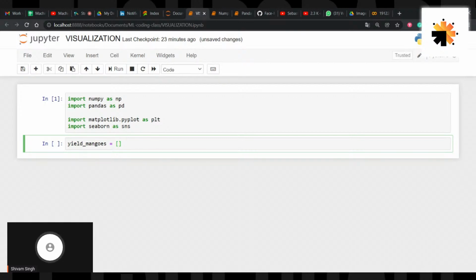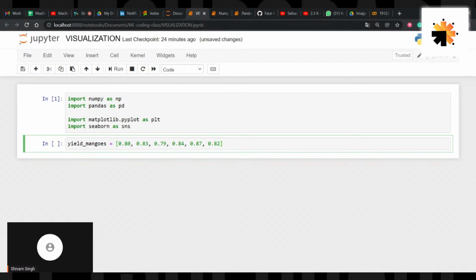So I can write the yield in terms of per hectare. Maybe it may be 0.80, it may be 0.83, it may be 0.79, it may be 0.84, it may be 0.87, it may be 0.82.